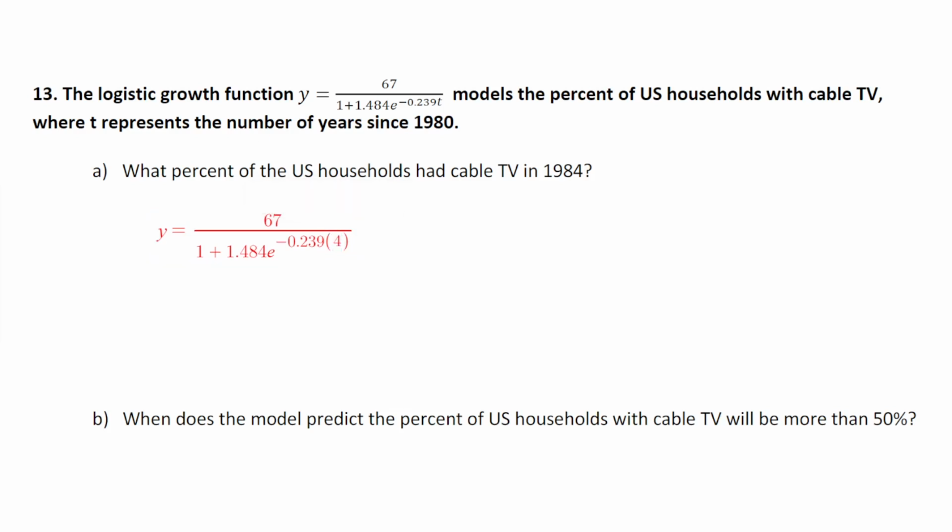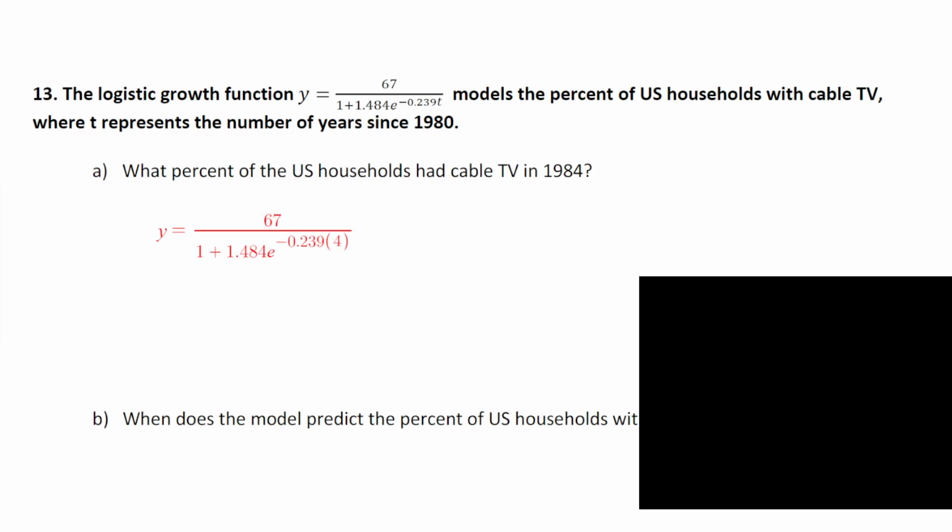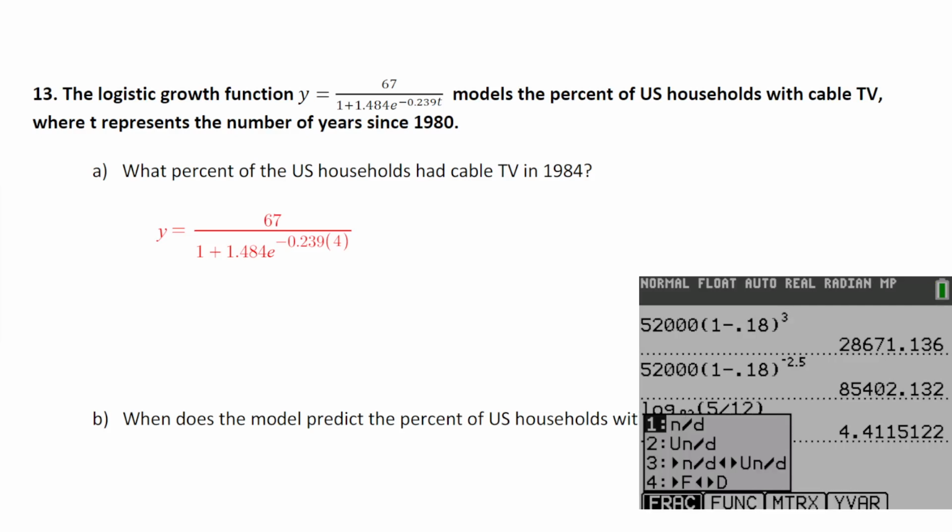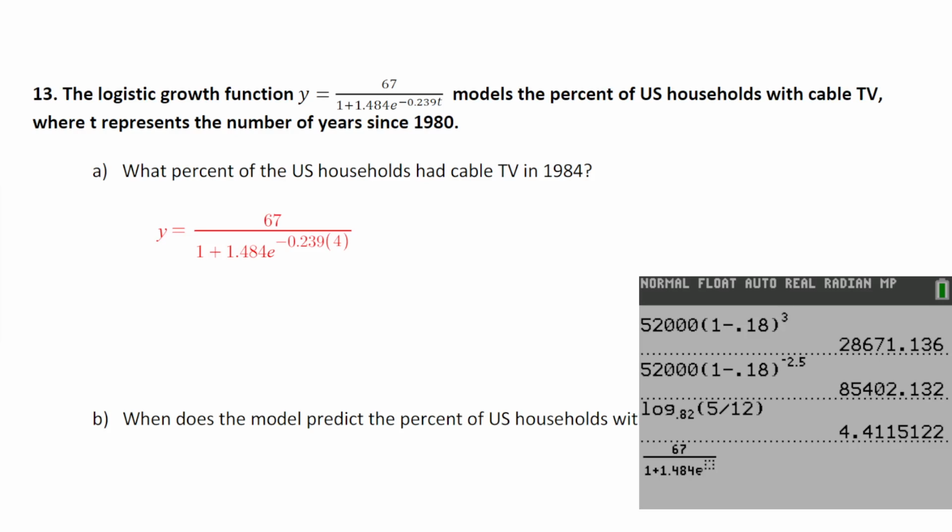And I'm going to put all this stuff in the calculator. So let's bring that calculator back up here, turn it back on. I have a big fraction here, so that I don't have to worry about parentheses, I'm going to use the fraction option in the calculator. 1 plus 484, and then we've got e to the power of negative 0.239 times 4.